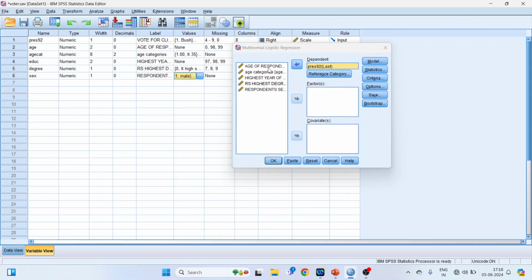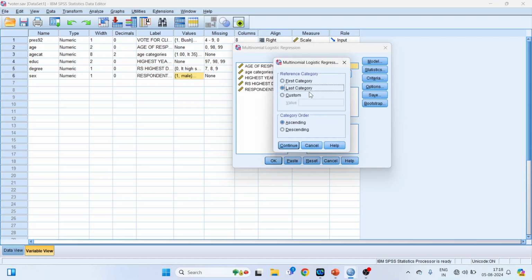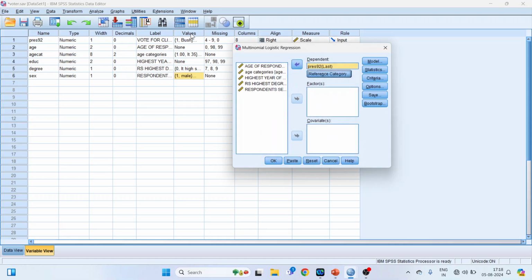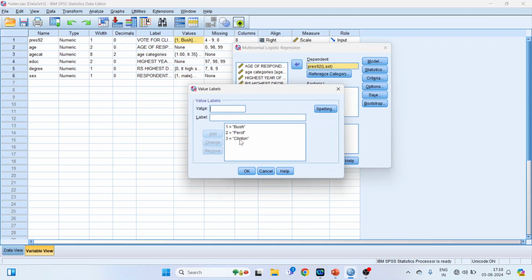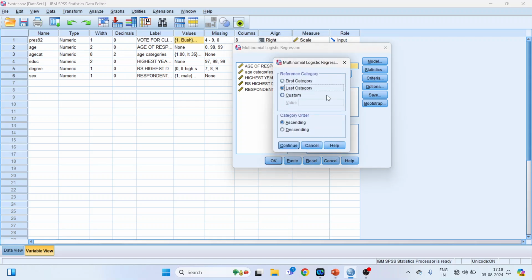Now when I transfer the dependent variable here, it will always ask me for the reference category. So the reference category is the last category. What is our last category? Clinton. So the interpretation will be according to the reference category. Definitely you can change the reference category from here. You can make it first, or you can even customize.